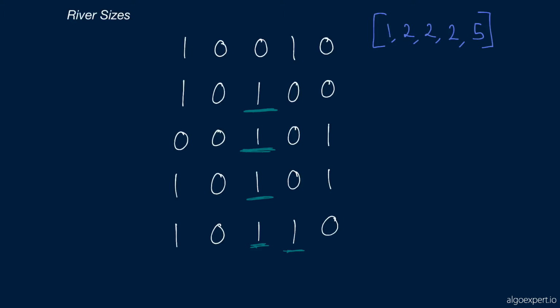And so now you've encountered 5 1s, and you've kind of kept track of them by incrementing some kind of variable. We'll dive into that when we're doing the code walkthrough. But so now you've found that you've got a river of length 5, or of size 5. And that's how you can basically find all the river sizes.